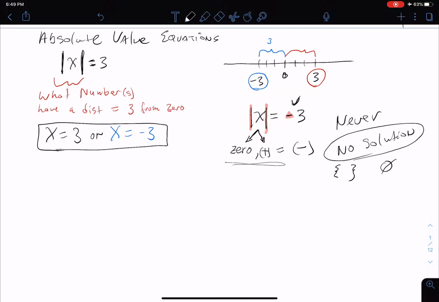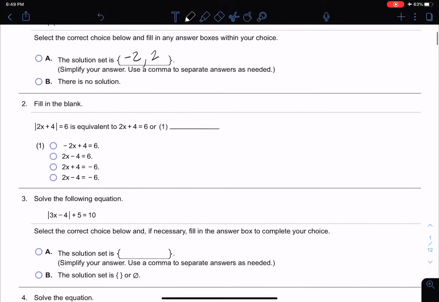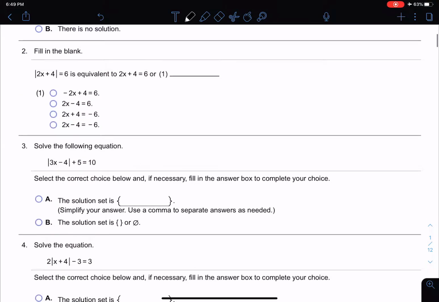Okay, we are going to come back to this page of notes after we do some more problems on the first page. So here we are on the next problem, and it says fill in the blank. We have this absolute value equation right here. Let me just write it down again: absolute value of 2x plus 4 equals 6.